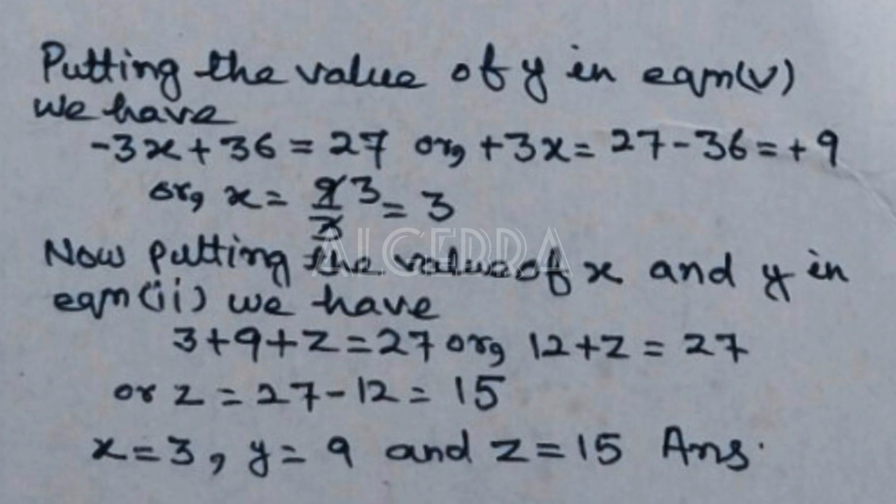Now putting the value of x and y in equation 2 we have 3 + 9 + z = 27, or 12 + z = 27, or z = 27 - 12 = 15. So x = 3, y = 9, and z = 15. Answer.